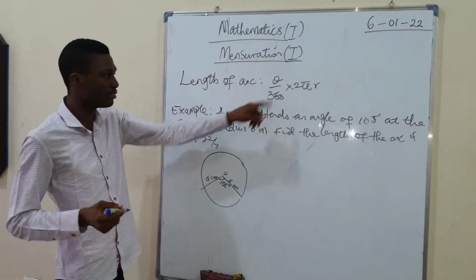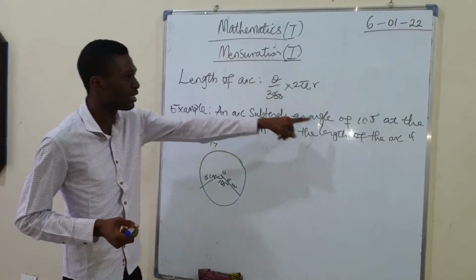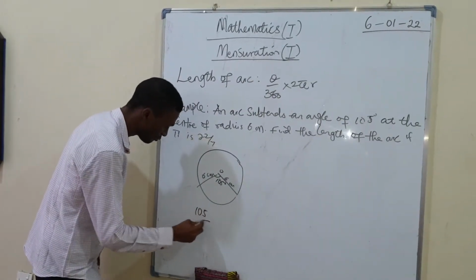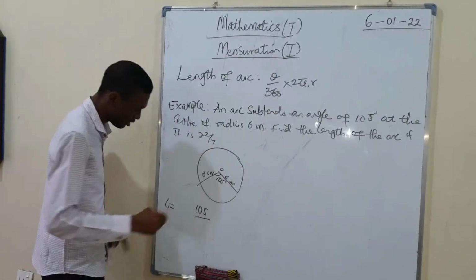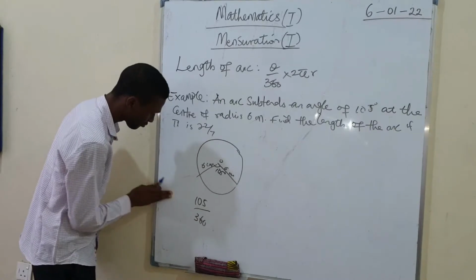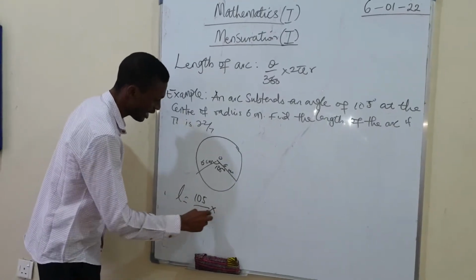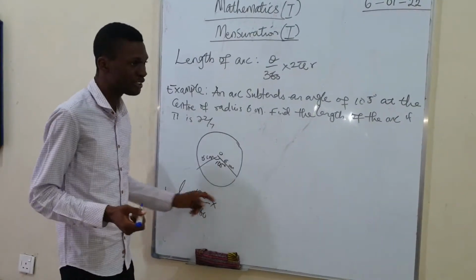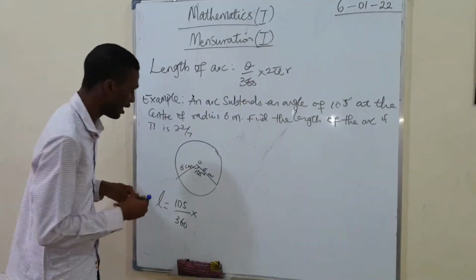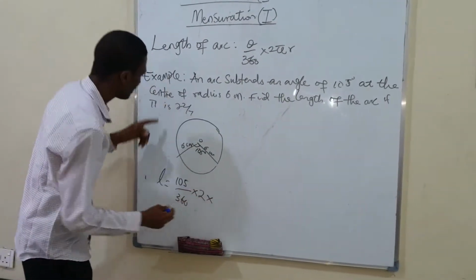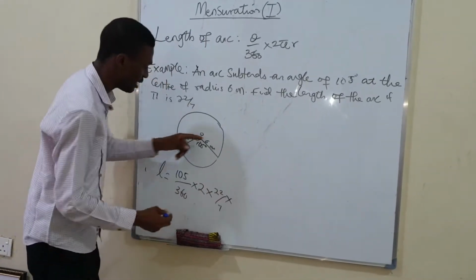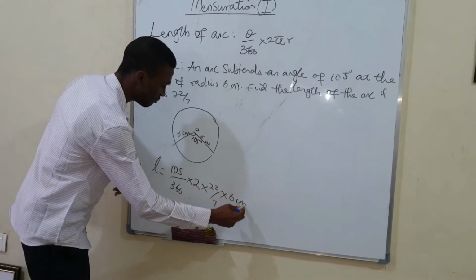We apply this formula. Remember, our theta is 105 degrees. So we say 105, that's our length of arc, we can call it L, 105 all over 360, then times the circumference. The circumference of the circle, which is the distance around the circle, is given by 2 pi r: 2 times our pi, which is 22/7, then times radius 6 cm.